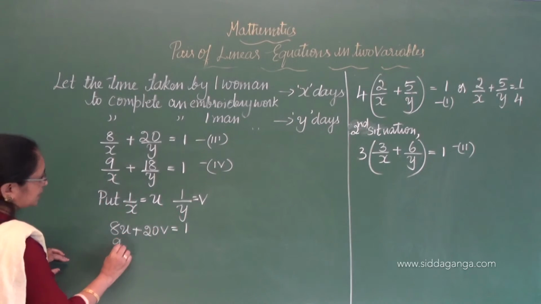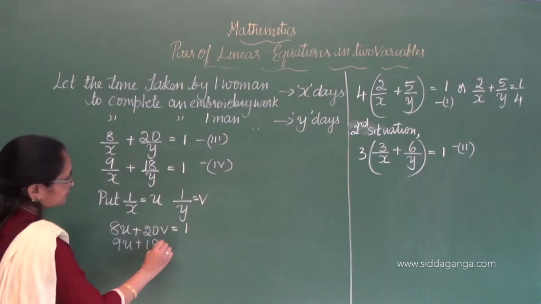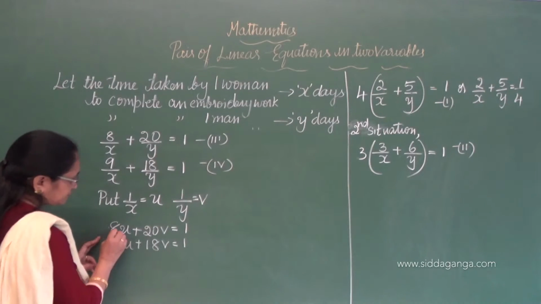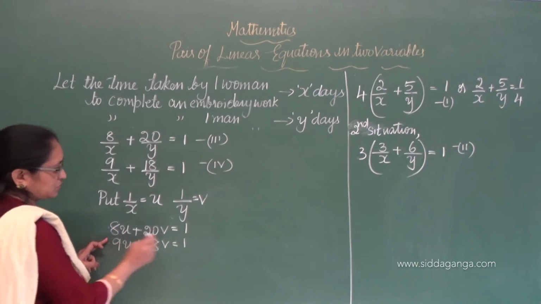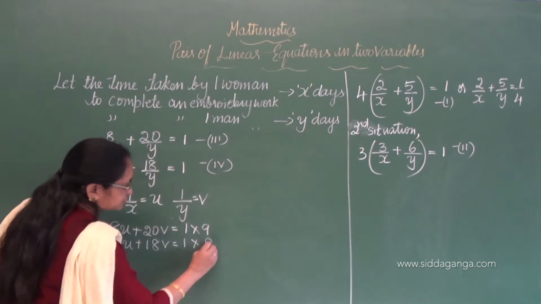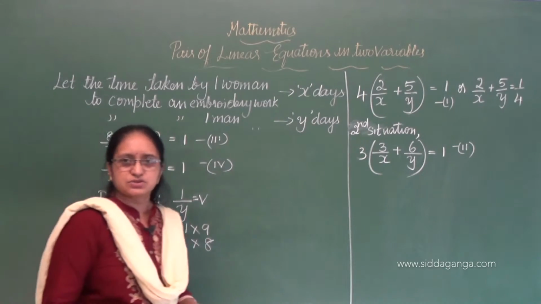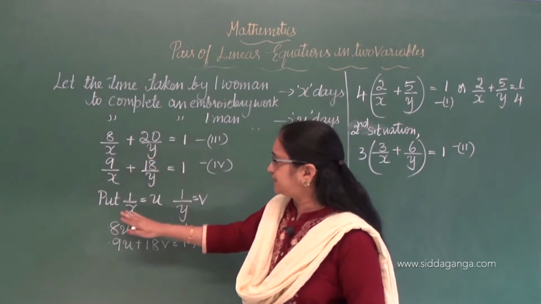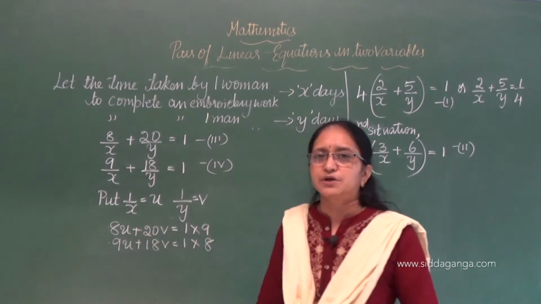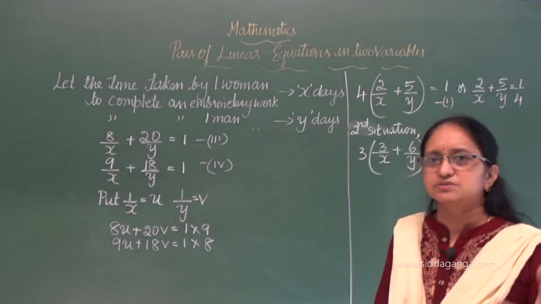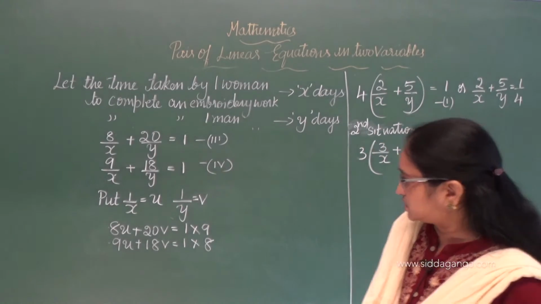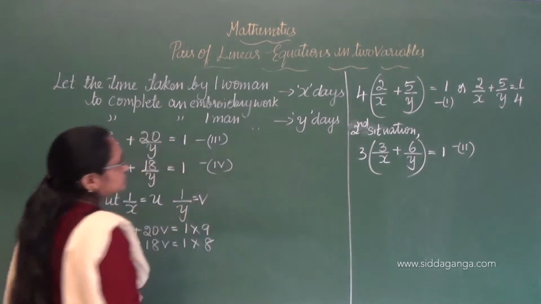Next here, 9u plus 18v is equal to 1. Now, just observe carefully here. We do not have any common term. So what will we do? Here multiply by 9 and this you multiply by 8. Or any other method also you can adopt. Once you reduce it to linear equations in two variables, then you can adopt any method, that is elimination method, cross multiplication method or substitution method. So I am trying to do the elimination method.